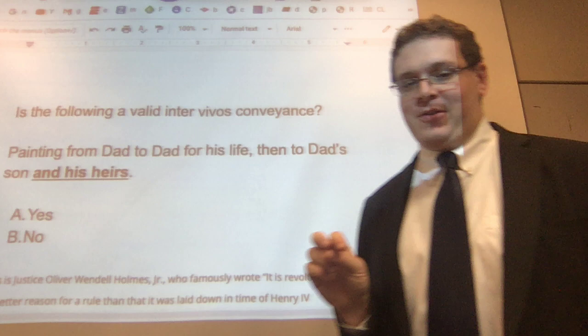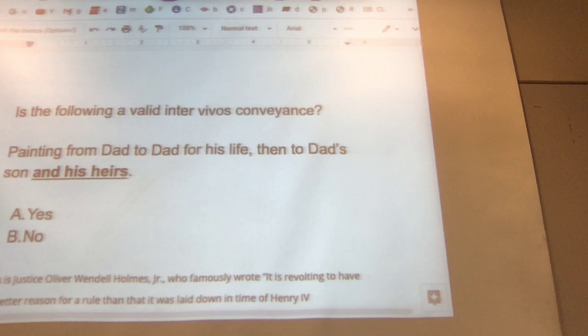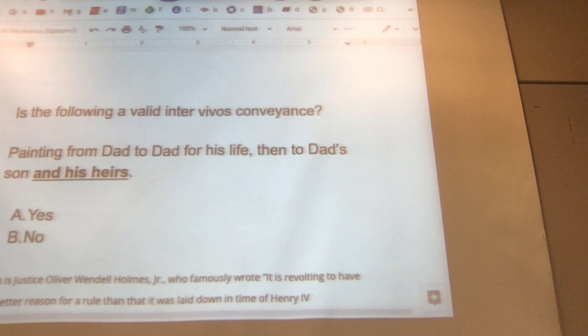The letter that the father gave to the son was conveying him an interest today. That's an inter vivos conveyance. You're getting an interest today. But the interest does not kick in. It has no actual tangible value until the father dies. You have that interest floating around throughout the entirety of the father's life. It's not worth a penny until the father dies. What this tells you is you can have a future interest in the present that kicks in sometime down the road.